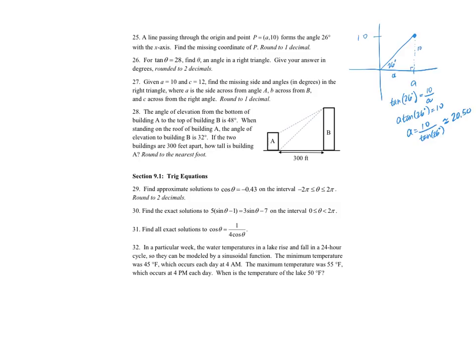Okay. Number 26. It says we have tangent theta is 28. I need to find theta, an angle in a right triangle. Give your answer in degrees rounded to 2 decimals. So I'm going to just do tangent inverse in my calculator. Tangent inverse of 28 and see what my calculator gives me. I got 87.95 degrees.